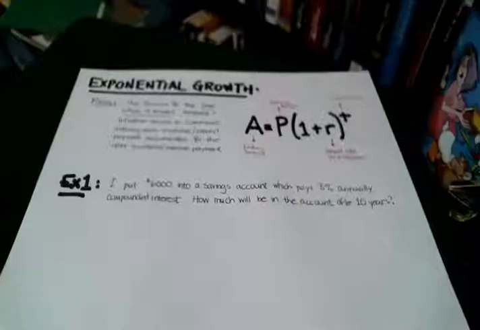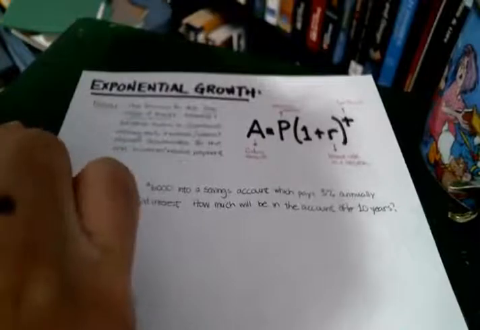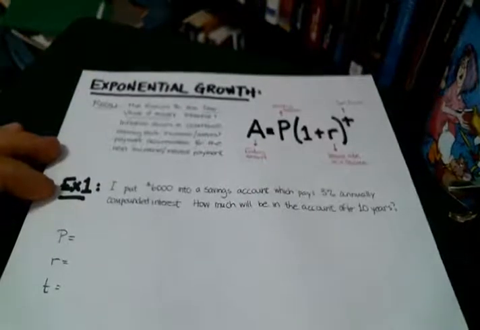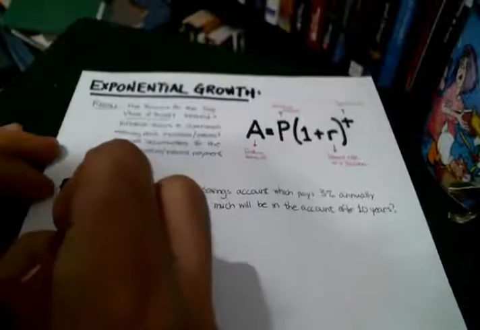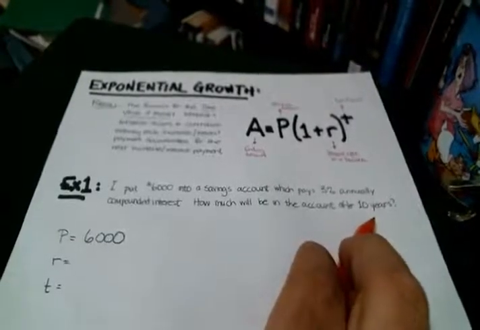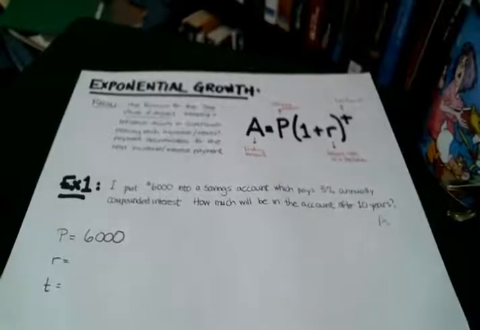So let's write down what those variables are first, because we have P, we're going to have R, and we're going to have T. P, again, is the initial amount. So according to this question, I put $6,000 into a savings account, so that must be my initial amount. Since the $6,000 was put in the past, and the question's asking me what's going to be in there in the future after 10 years, this is going to be the value of A that we're trying to find. And P, R, and T are going to help us get there.